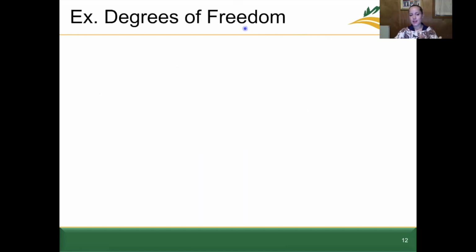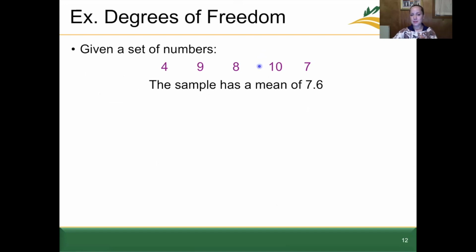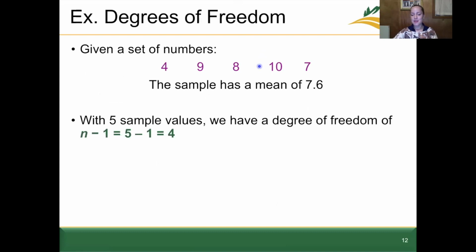For a little bit more context on this idea of degrees of freedom, let's say we're given a set of numbers like 4, 9, 8, 10, and 7. If we determine the mean of these values, we get 7.6. To calculate the number of degrees of freedom for this set of data, we count these up: 1, 2, 3, 4, 5 data points. Then we take n minus 1, or 5 minus 1, which is equal to 4. So for this particular set of data, our degrees of freedom, or df, is equal to 4. The important takeaway is that we calculate degrees of freedom as n minus 1.